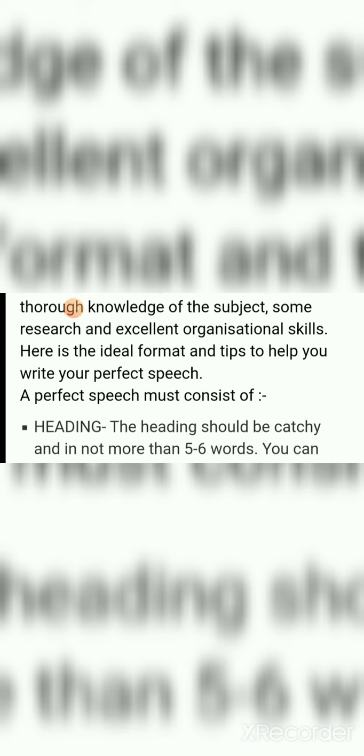So some research will be helpful for you to get the content for the maximum relevant topics, which I will tell you later. And an excellent organizational skill. How to organize your content means you have made the blueprint of your speech. Now you need to consider that you will speak this first, you will speak this last, and this you will put in the middle. That is known as organizational skills.